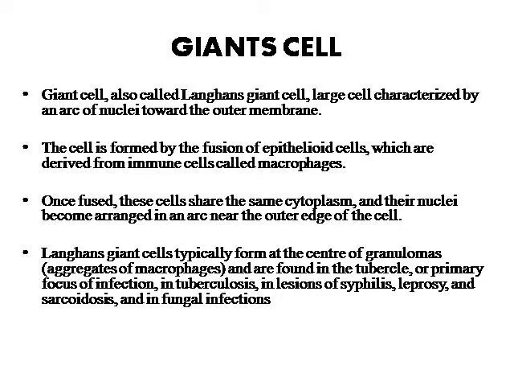Now, next, as per the syllabus, we should know what giant cells are, which are a contributing factor in chronic inflammation. Giant cells, also called Langhans giant cells, are large cells characterized by an arc of nuclei towards the outer membrane. These are larger cells having an arc of nuclei towards the outer membrane. The cell is formed by the fusion of epithelioid cells, which are derived from immune cells called macrophages. Once fused, these cells share the same cytoplasm and their nuclei, so they become arranged in an arc near the outer edge of the cell.